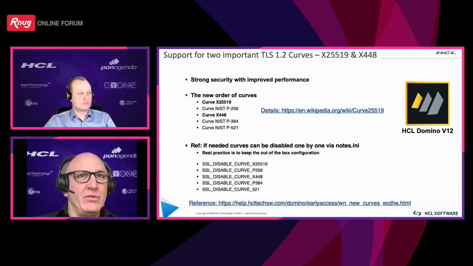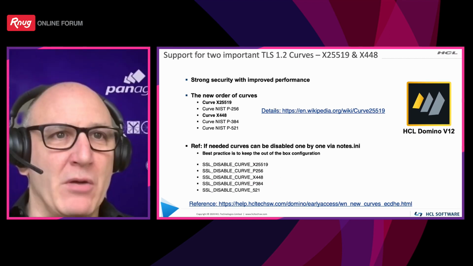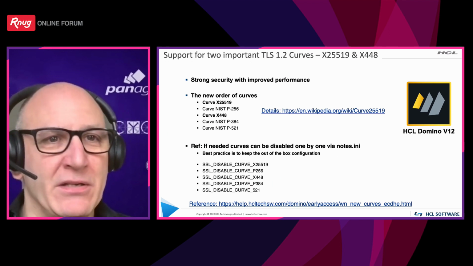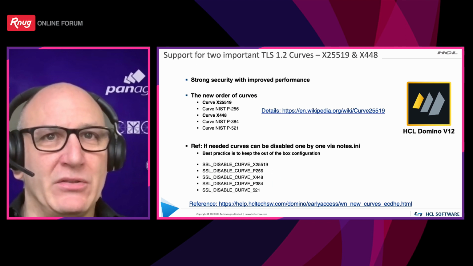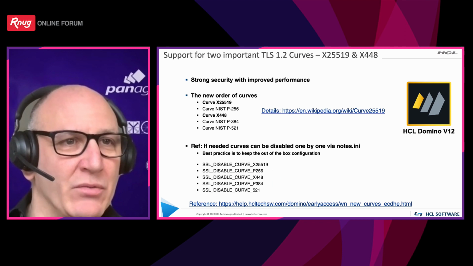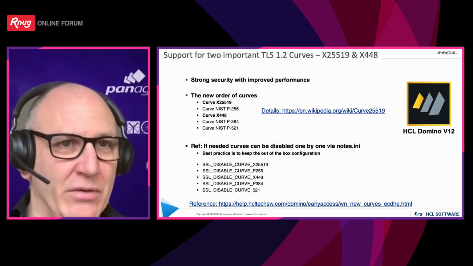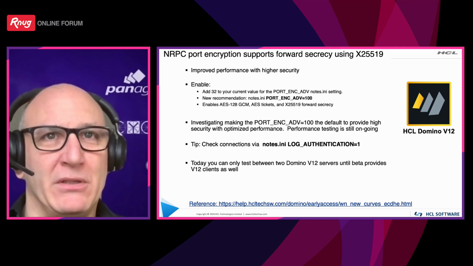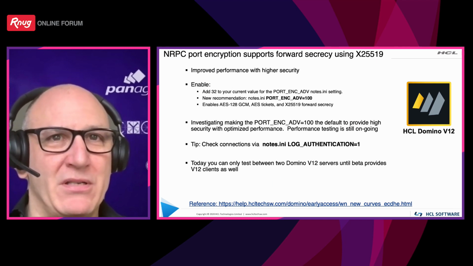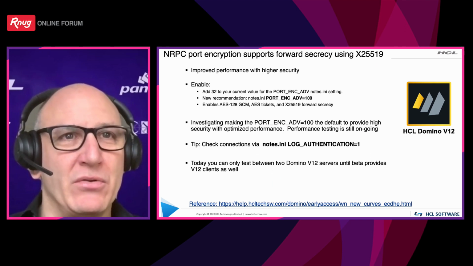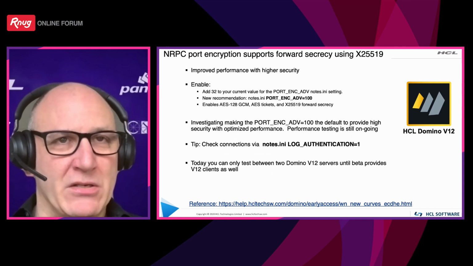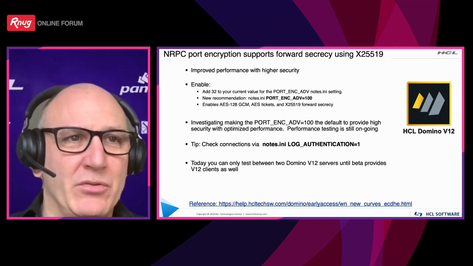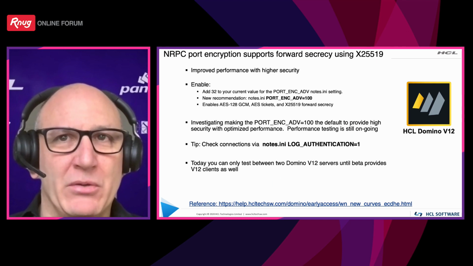We also have two new curves that make it even more performant with the same or better security. I don't think we need to go into details. There's also a Wikipedia entry here to give you all the details about it, and the configuration is described in the reference below on the screen, already public. Also know that this new curve is available. The lead developer took this and put it into the Notes protocol. So that's brand new in the latest code drop. It's going to be tested for performance, but it's planned, if everything goes well, to be the default setting for Domino 12.